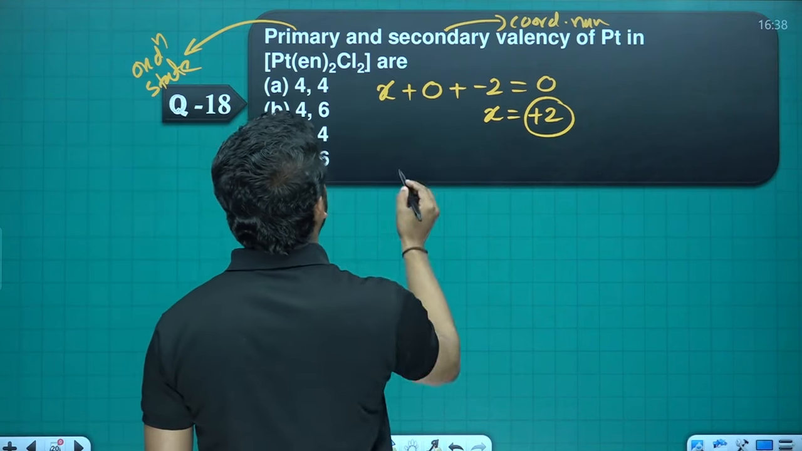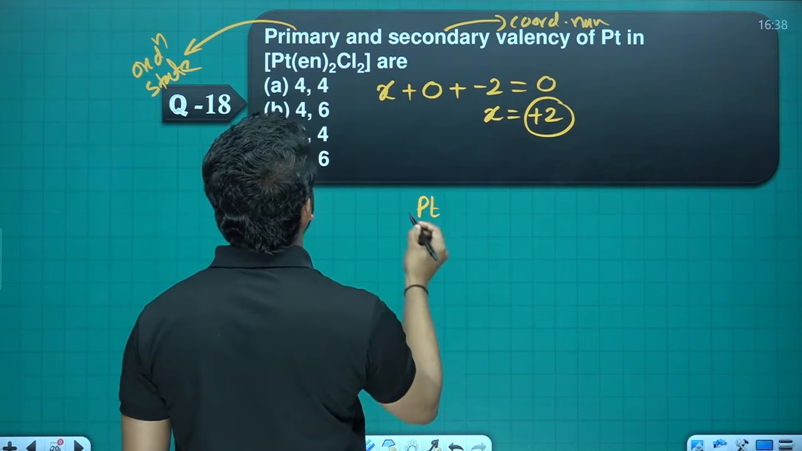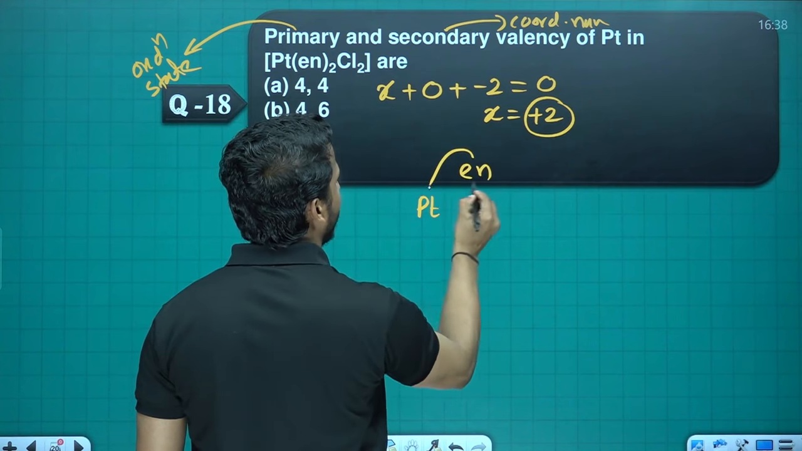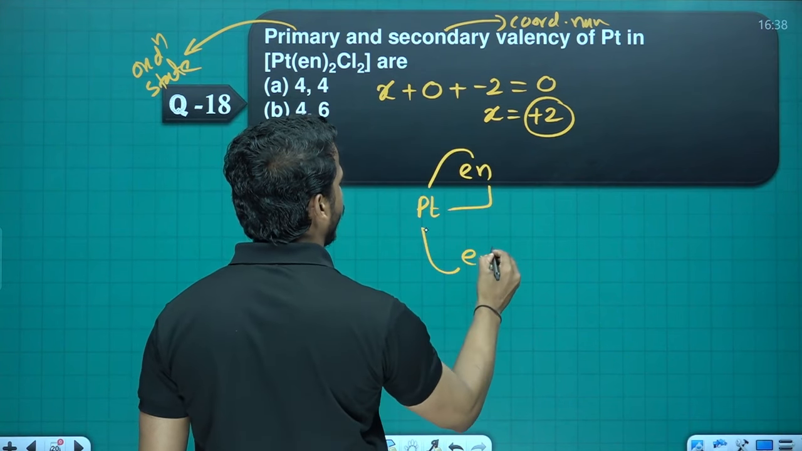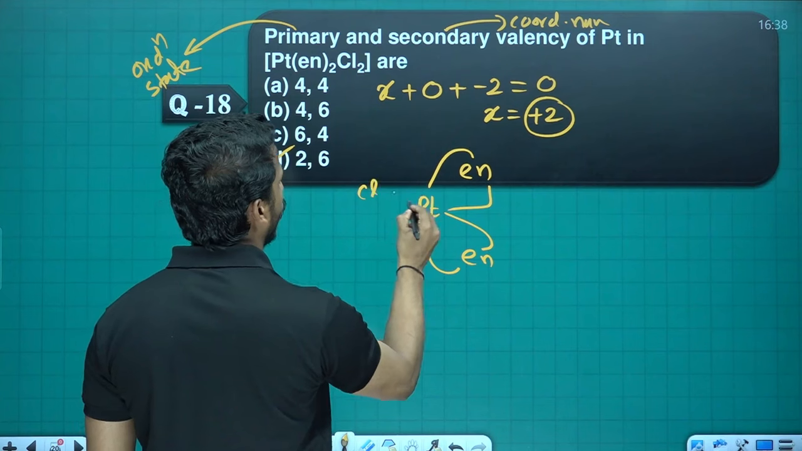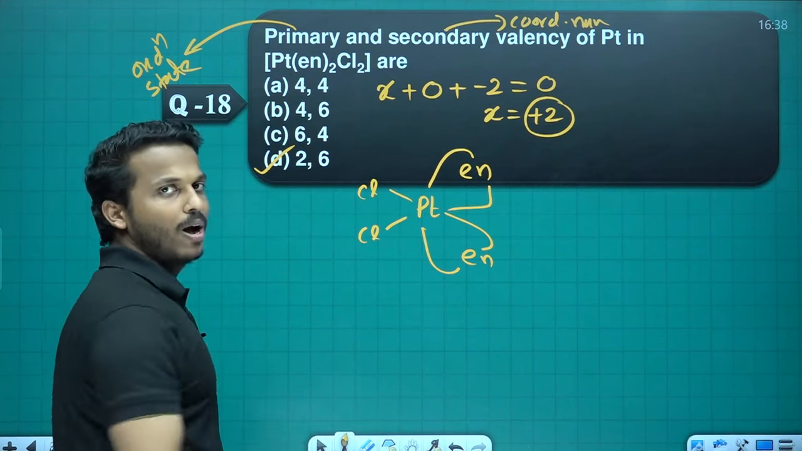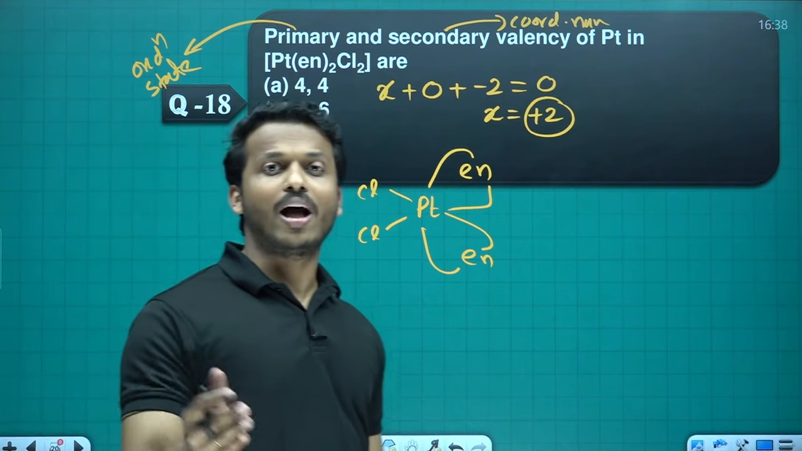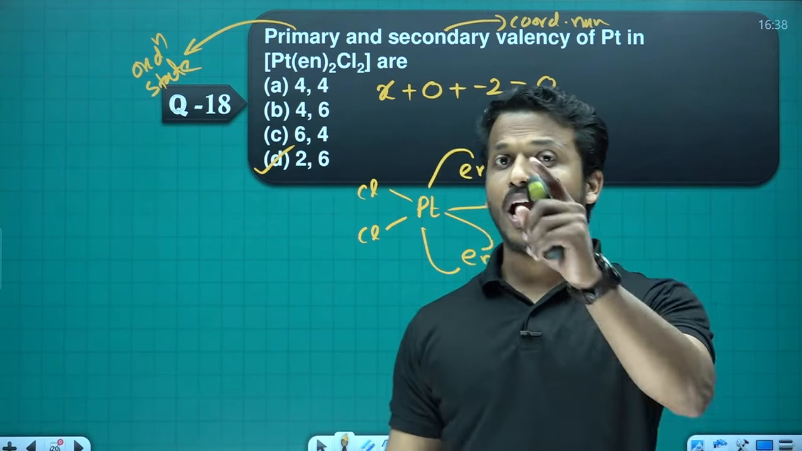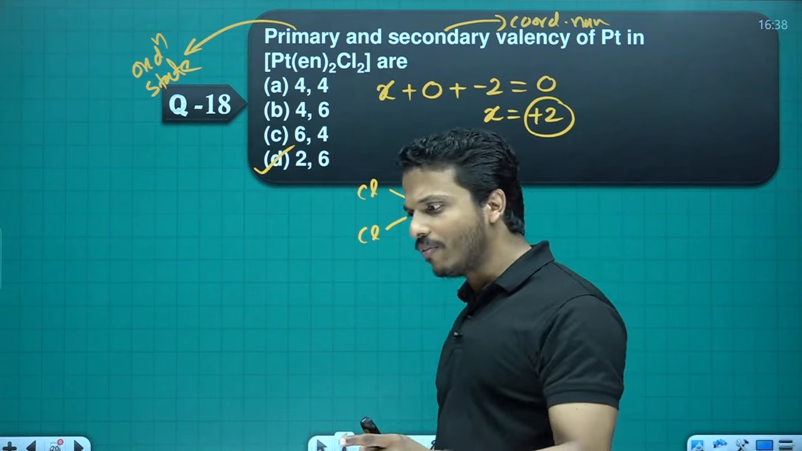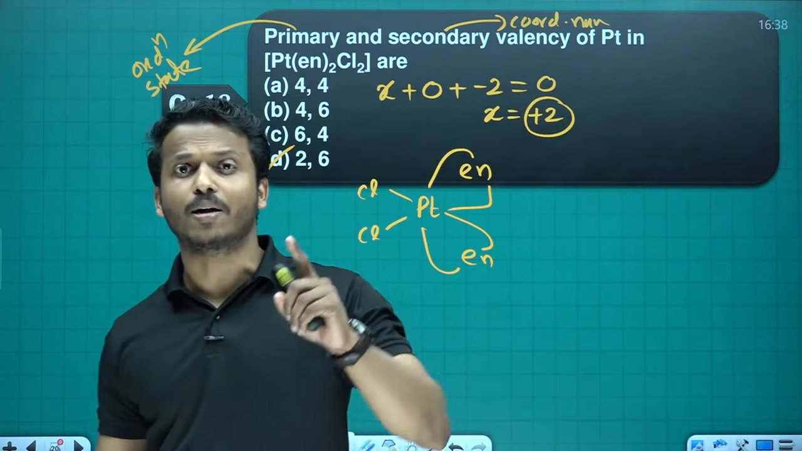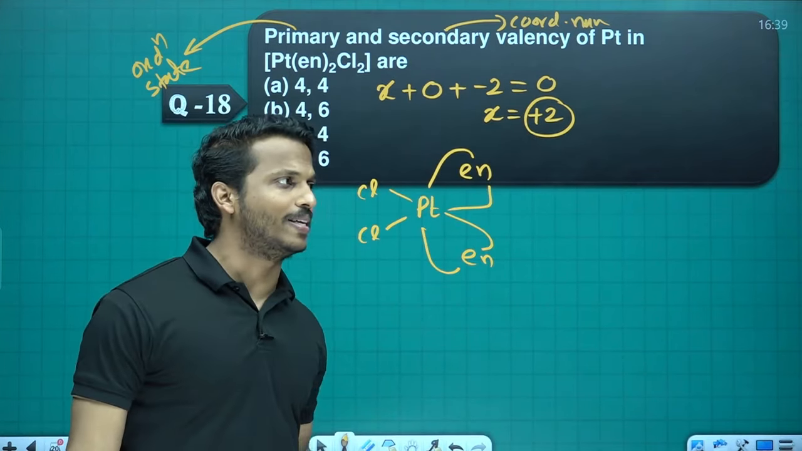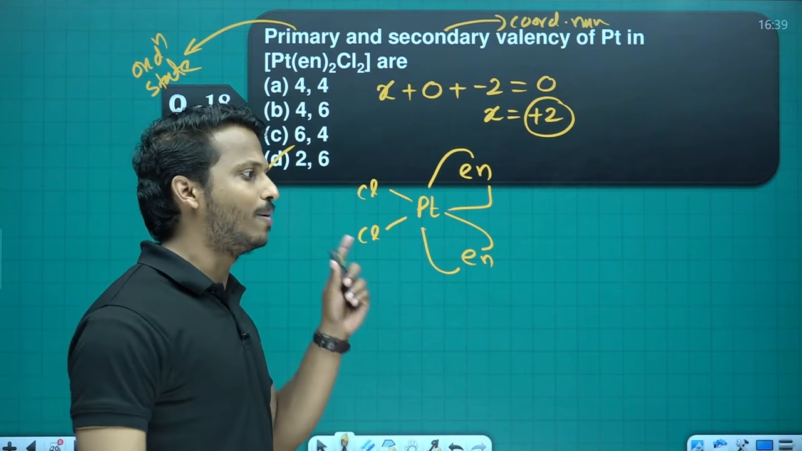And what is the secondary valency? Here platinum is the metal, En is a bidentate ligand. So 2 En give you 4 bonds and 2 chlorine are there. Total how many sigma bonds? 6 sigma bonds. So 2 and 6 are the primary valency and secondary valency. And you studied that primary valency is also called ionizable valency, and secondary valency is also called non-ionizable valency.